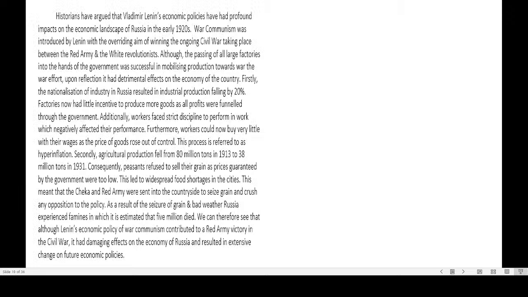So let's have a look at this broken down. We're going to look to identify the key characteristics of good historical writing here. The first thing that we needed to do was react to the question. Historians have argued that Vladimir Lenin's economic policies have had profound impacts on the economic landscape of Russia in the early 1920s. The question asked about economic change, and I'm saying it had profound impacts. The second thing we needed to do was state our main argument.